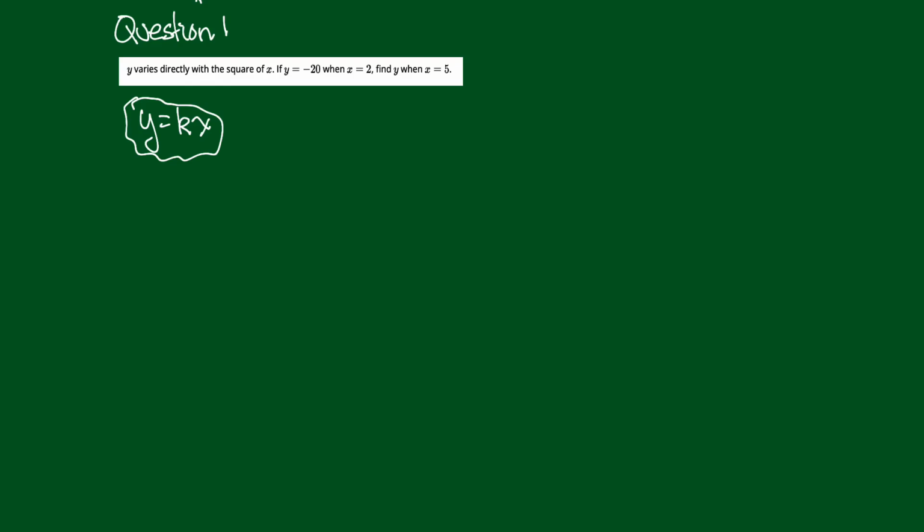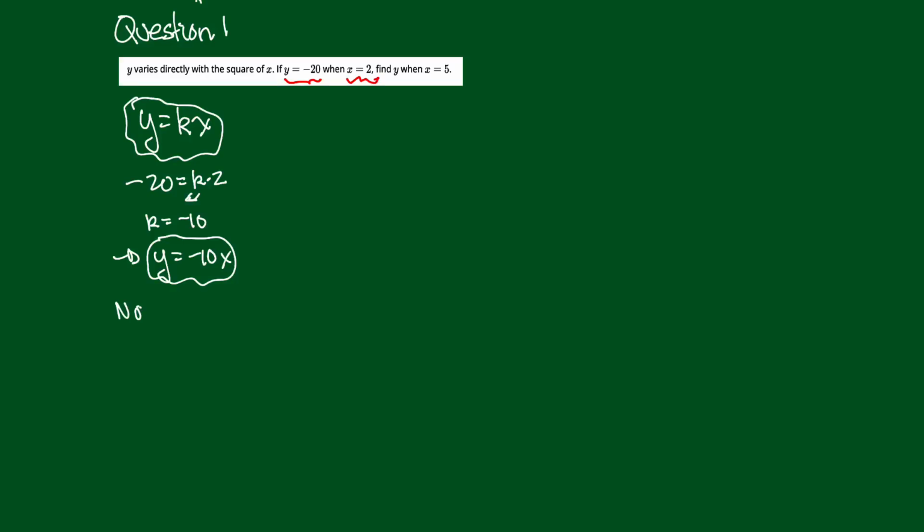Now I know this. We're told that y is equal to negative 20 when x is 2. So let's substitute those values into our variation and see if we can get k. So we get negative 20 is equal to k times 2². Let's divide. So we'll get k is equal to negative 20 divided by 4, which is negative 5. All right, so this will give us now that y is equal to negative 5x². There's our variation equation.